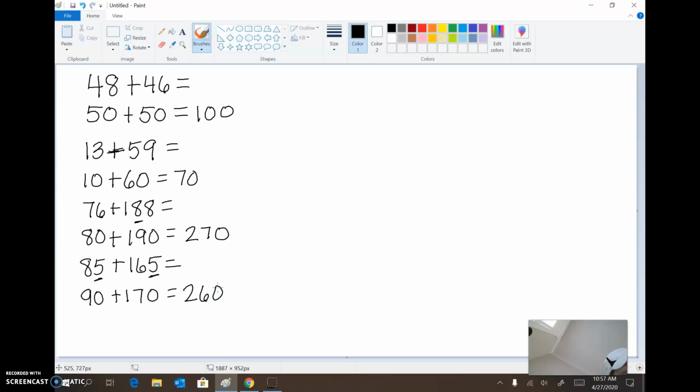All right, let's do the next one. These two are a little bit harder. 183 plus 211. All right, let's estimate. 183 would be closest to 180. 211, you could either say 210 or you could just say 200. So now think, what would you get if you put those together? 390.